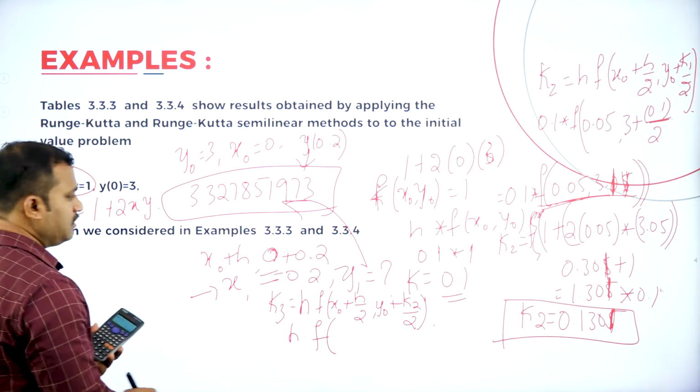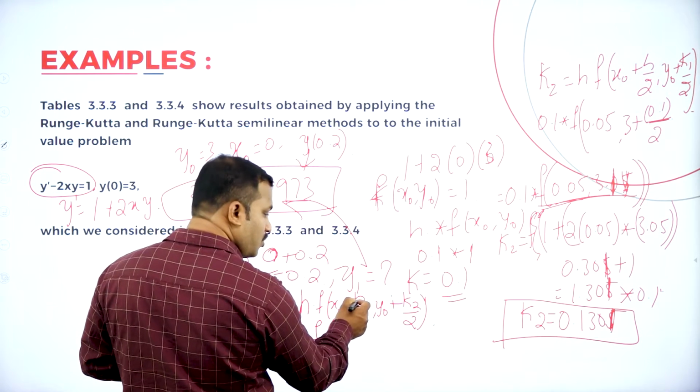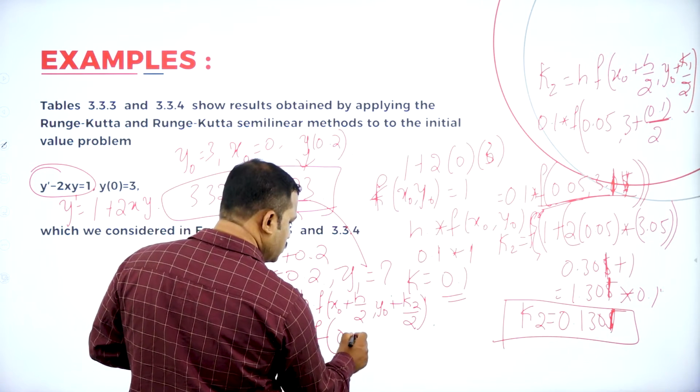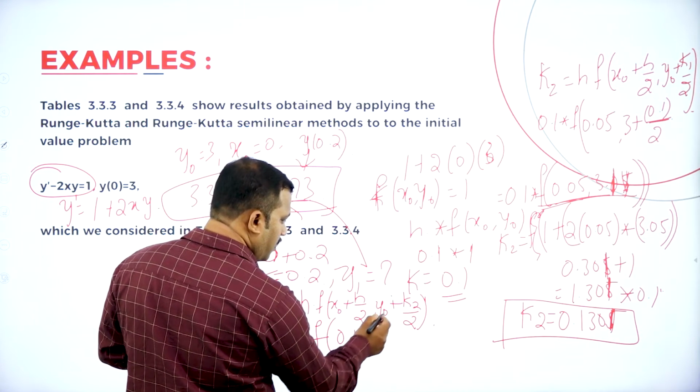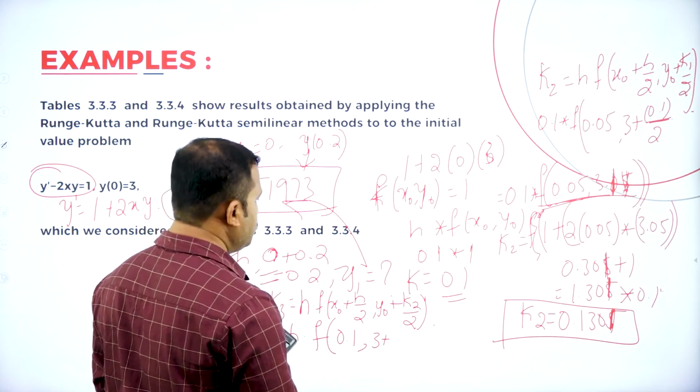Now what is the value of k3? k3 is equal to 0 plus h by 2. h by 2 is what? 0.2 by 2 is 0.1, comma, y0 is what? 3. 3 plus k2 by 2 is what?